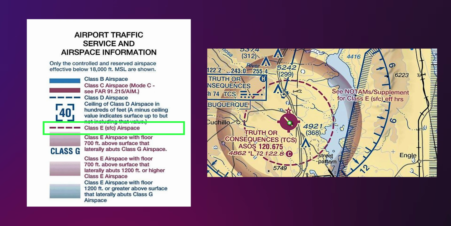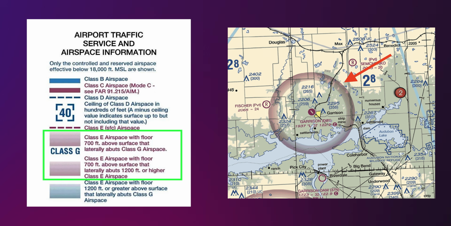This is the one people confuse with Class D. Remember, dashed blue is Class D. Dashed magenta is Class E surface. Faded magenta shading is Class E floor at 700 feet AGL rather than 1,200 feet. You'll see this bleeding out from airports with instrument approaches. If there's no markings, you're likely in Class G. Confirm with an app or chart, but the absence of blue and magenta lines is itself information.